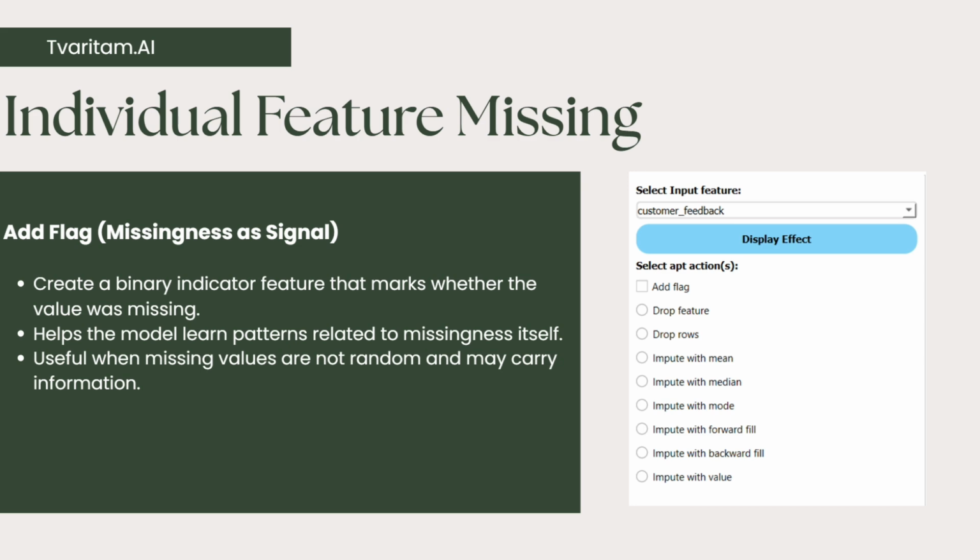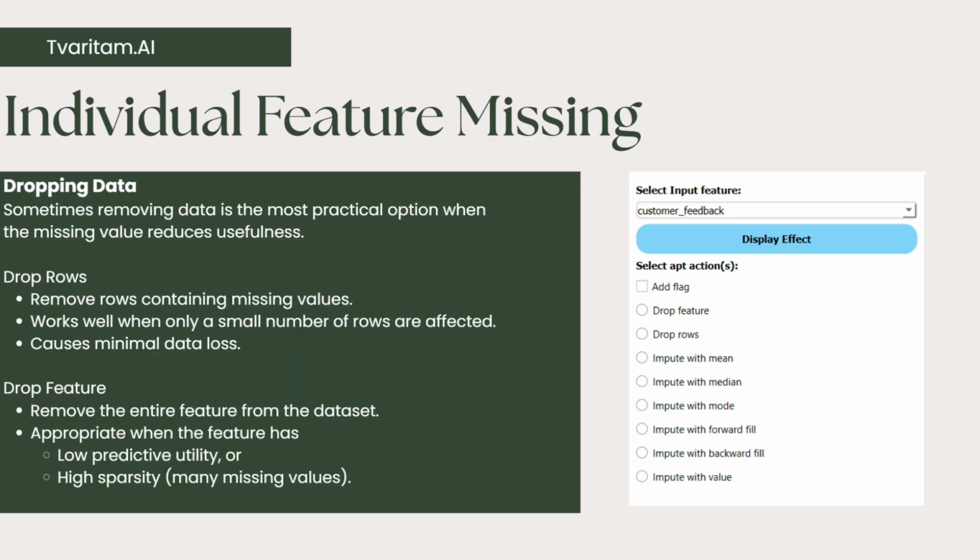Second approach is to drop. Now, dropping is something again we should be careful about because we can lose information, but we will discuss that as an option. If a feature has very low predictive value or too many missing values, it can be better in certain cases to remove the feature entirely. For example, if the feature is not very important, like a middle name column, many people may not have a middle name or may choose not to provide it. In such a case, if a large percentage of the column is missing, dropping the feature can simplify the dataset without harming the machine learning model.